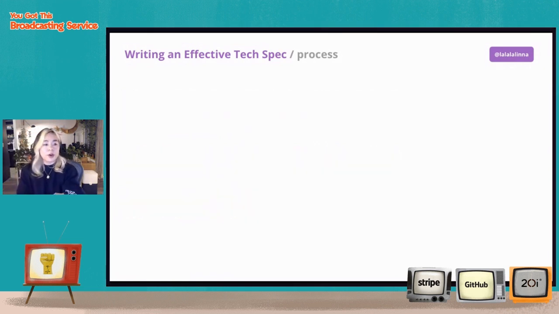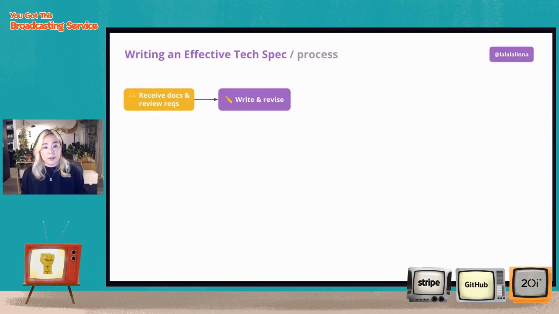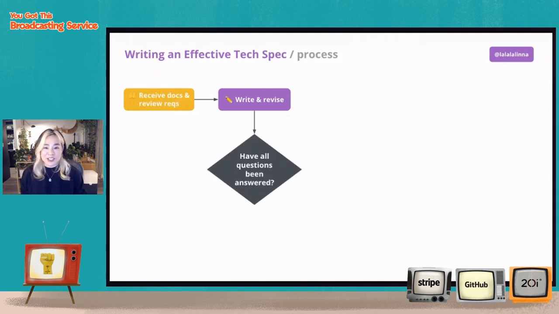So let's go through what might actually happen. This is just a hypothetical example. As an engineer, you might receive some documents from product or design, and you want to review the requirements of what you are supposed to be building. You want to translate that into engineering land, into a tech spec. So you start writing, and naturally you're going to have questions. I don't think I've ever not had questions as I was trying to figure out how to build something.